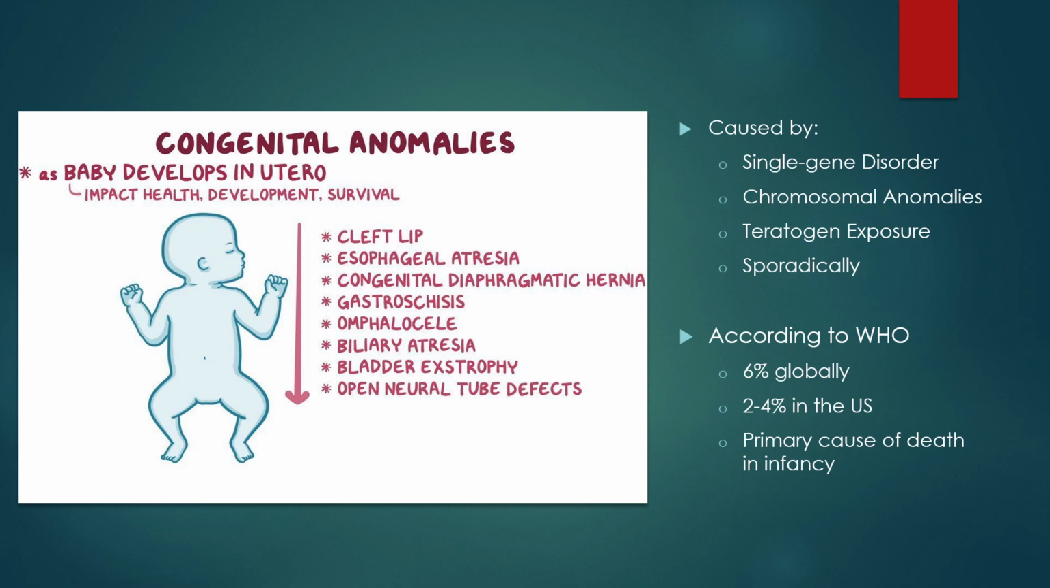So, what are the actual causes? There could be a single gene disorder, there could be a chromosomal anomaly, there could be a teratogen exposure, or it could be completely sporadic, and we don't actually know what causes it. According to the World Health Organization, 6% occur globally, 2 to 4% occur in the US alone, and it is the primary cause of death in infancy.